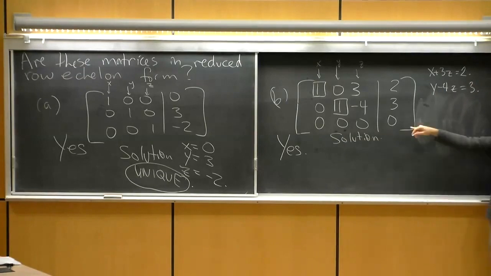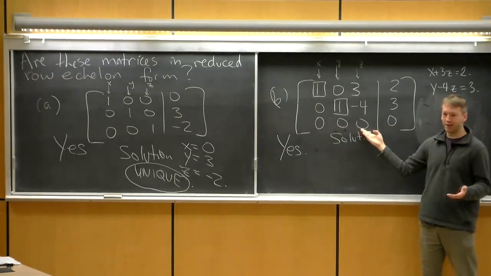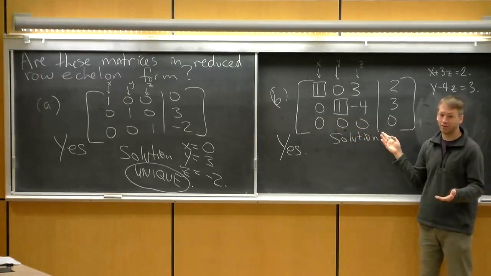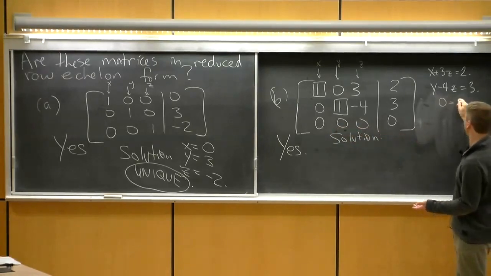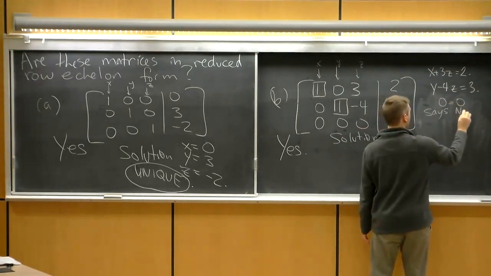Now the third row says something really peculiar. All it says is 0 x plus 0 y plus 0 z, so 0 equals 0. So this says nothing, basically, right?